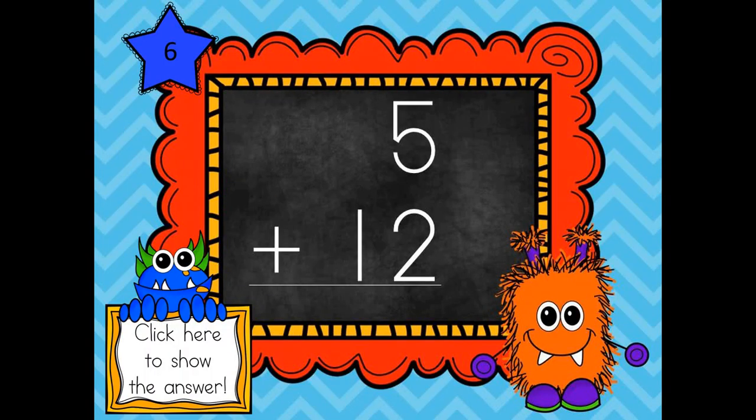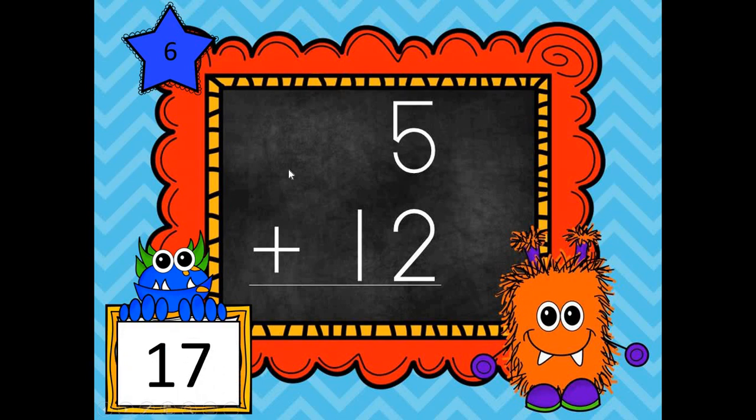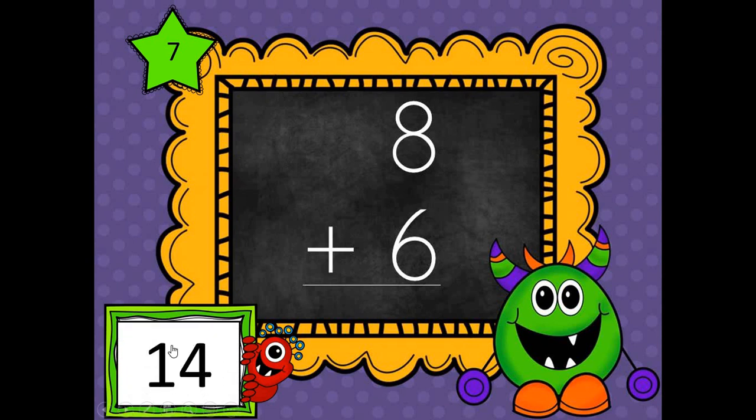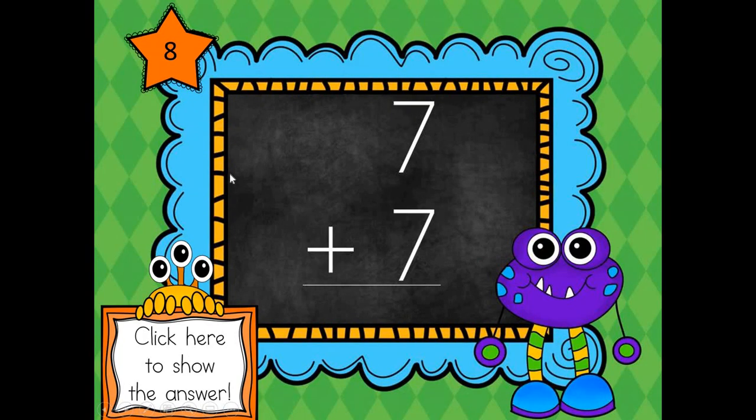All right, we're going to try just 5 more of these, and then we're going to try some subtraction. So here's another adding. 5 plus 12. All right, did you get 17? Good job. Just put that big number in your head and count up. How about 8 plus 6? Did you get 14? Good job. All right, what about 7 plus 7?